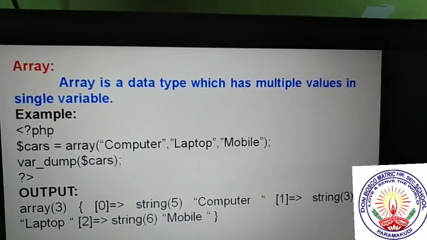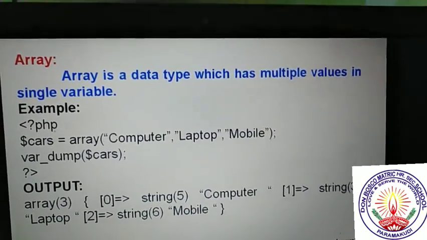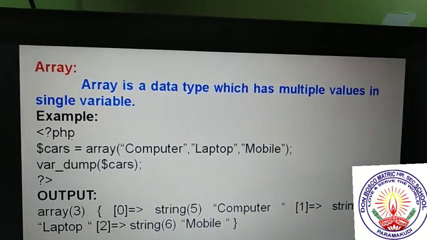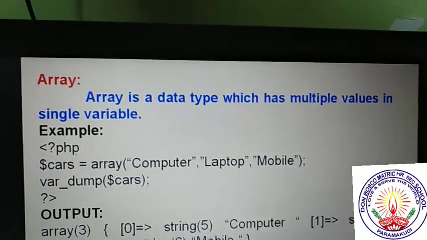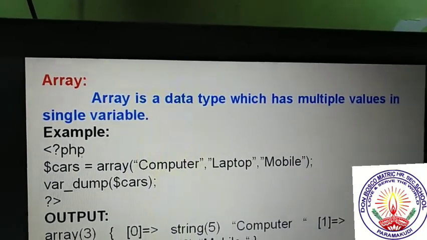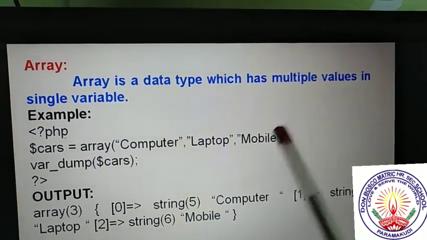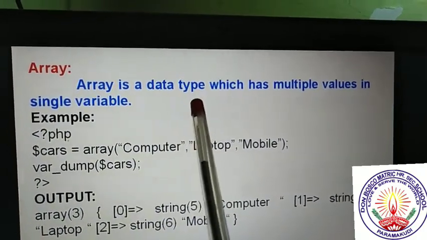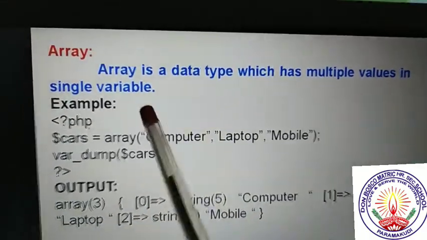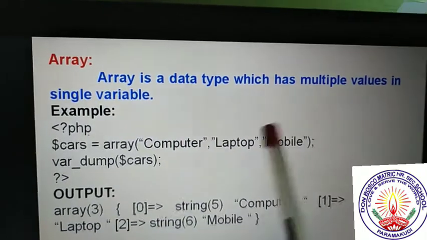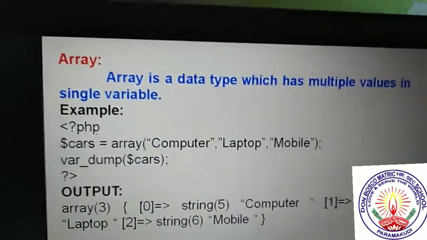And array, it's a 2-mark question. In the next chapter you have to learn the array concept in detail. Here, since it's a 2-mark question, you have to write the given sentence: array is one of the data types in PHP which holds multiple values in a single variable. One variable gets more than one value.